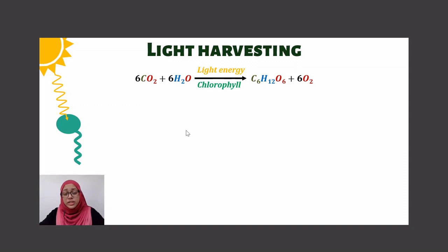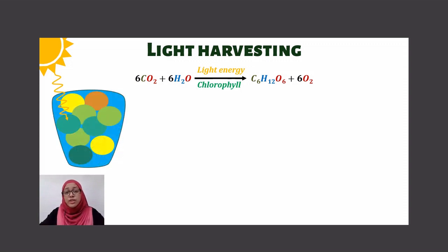So chlorophyll molecules will work in groups of about 100 or so different pigments, all working together, and these pigments are going to be embedded in a protein complex that's found in the thylakoid membrane. This protein and pigment complex is called the photosystem, and that's where you find the chlorophyll molecules.